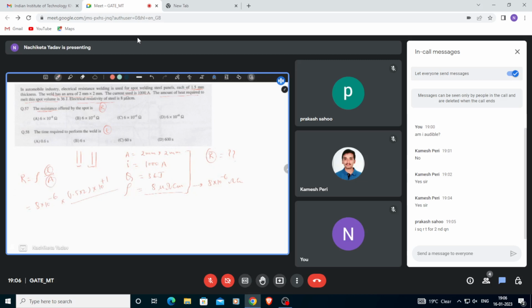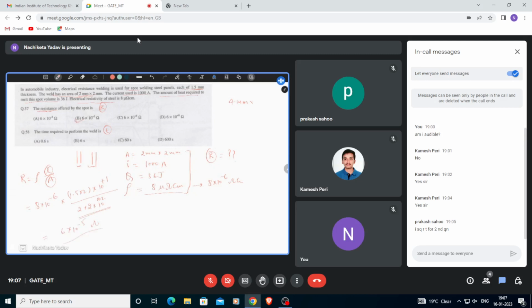Area is given, weld area 2 mm into 2 mm, which is 0.2 cm into 0.2 cm. We can write it as 2 into 2 into 10 to the power minus 2, this is 4 mm square. If we solve, we'll get 6 into 10 to the power minus 5 ohm. This is the right option.